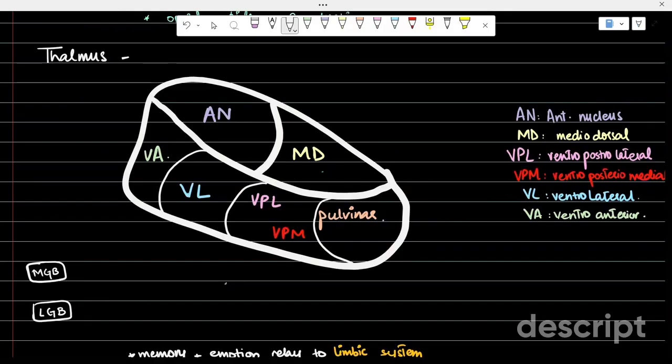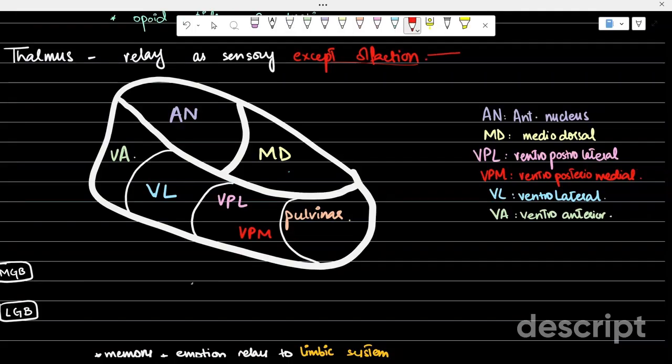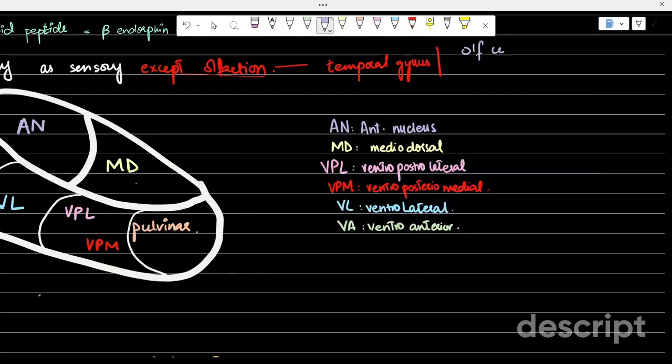Okay, so now coming to thalamus. Thalamus is a major relay for all the ascending sensory information except olfaction. On this note, please remember that the olfactory area is present at the temporal gyrus and the olfactory cortex is at the inferior temporal lobe.